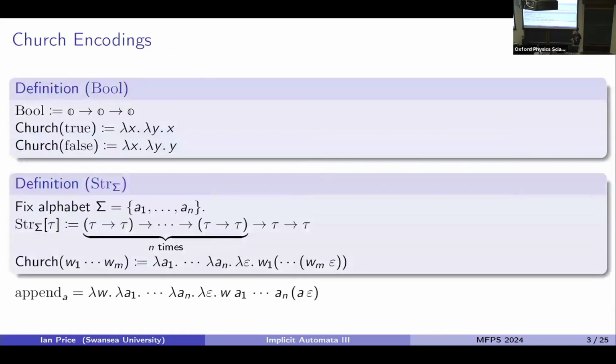I mean Church encodings. I suspect most people here are familiar with this, but the short story is that you can represent basically any algebraic data type as a function. In the case of true and false, every closed term of this type is beta-eta equivalent to either true or false. For strings, the way we get this is by viewing strings as a type with n+1 constructors: n constructors that cons letters onto the beginning of the string, and something for epsilon. And again, up to beta-eta, everything is of this form. So they're using one of the constructors in this linear tree fashion. And the append is just an example that I'm going to use on the next slide.